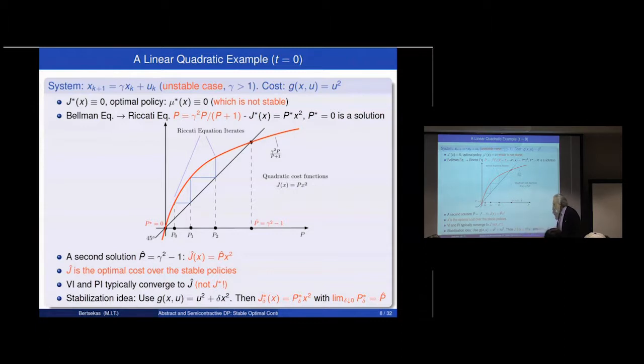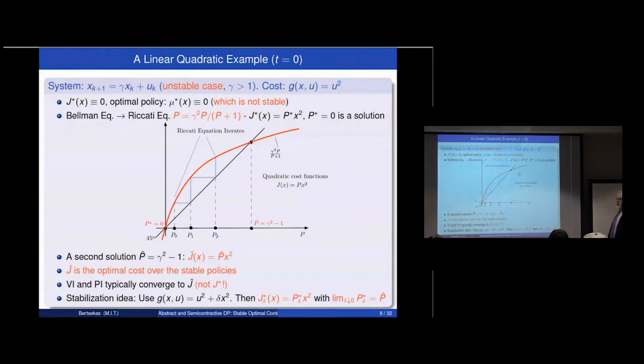However, for small delta, as you drive delta to 0, take the limit, then you obtain P hat. And the reason is that if you introduce this delta here, the unstable policy, which is optimal, doesn't matter anymore. Immediately, its cost is driven to infinity and basically disappears from the picture. So P star delta expresses what can be achieved with stable policies and not with unstable policies, and that's the reason why you get in the limit as delta goes to 0, P hat, and not P star.